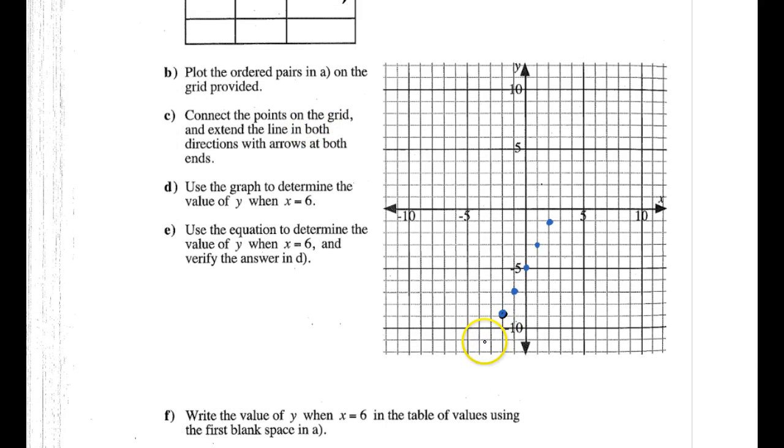So here I'm going to do my best straight line. Okay, and it says to use the graph to determine. The reason I put arrows is just saying that this keeps going on forever on both sides. Like so, and again, it says here use the graph to determine the value of y when x is 6.